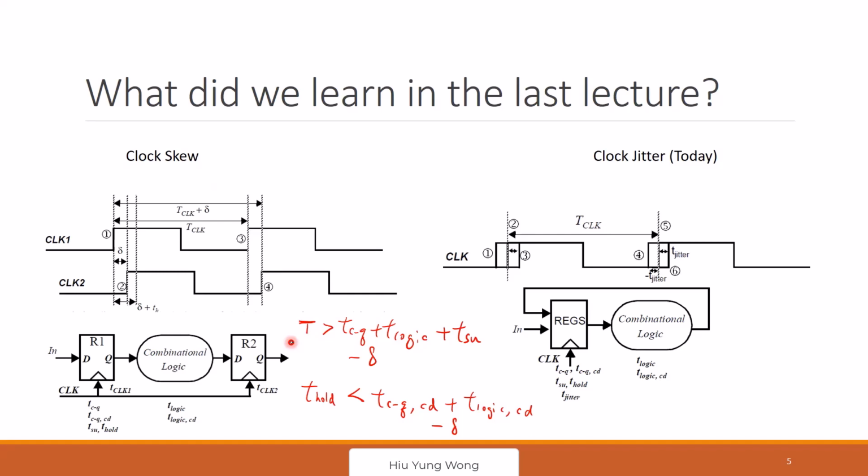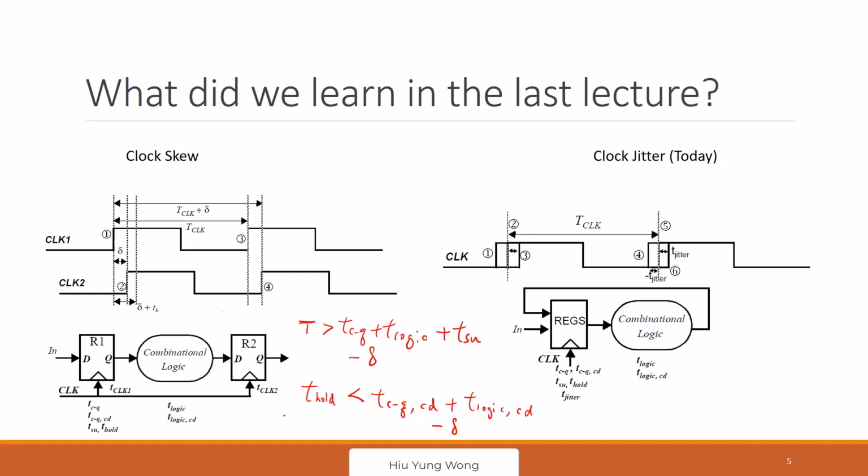Professor, I have one question. If the positive skew is not good for the T hold, then the delta shouldn't be the plus here. T hold, now this is something very confusing. Let me ask you, if you design a register, is it easier to request for longer T hold or smaller T hold?